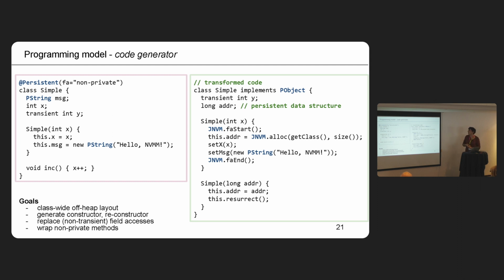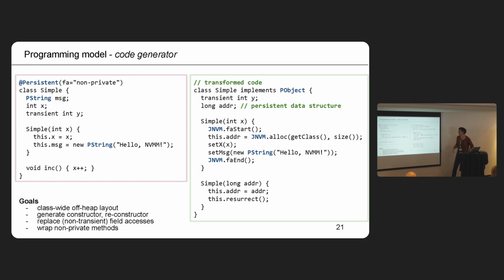Okay, so on the left you have the persistent object, on the right you have the transformed code. So we have a generator to go from the left to the right, and the goals of the generator are like first defining how we store the object in non-volatile memory, and then we need to generate the constructor, the reconstructor, and also to change a bit the logic of the object such that the proxy is able to access the persistent data structure in the same manner as it was doing with the volatile object.